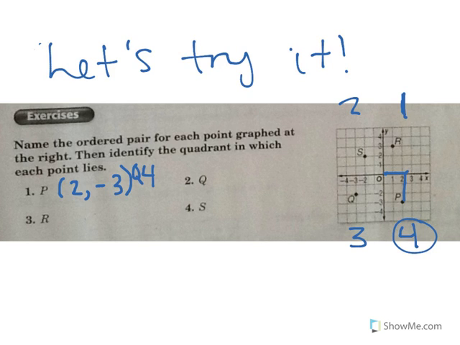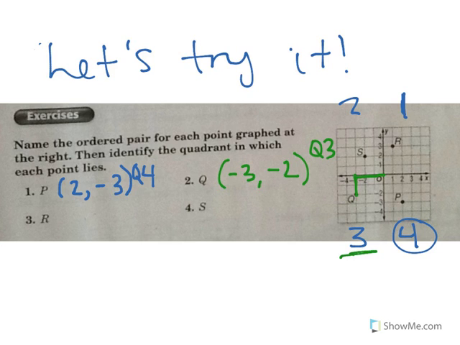All right, let's look at number 2. Again, I'm going to erase to make this clear. We're going to focus on Q here. So I'm going to go left 3, and then I'm going to go down 2 spots. And then I know this is in quadrant 3 because it's right there.